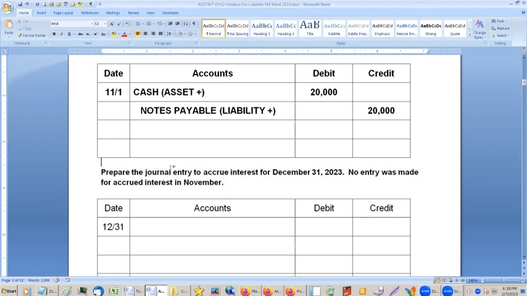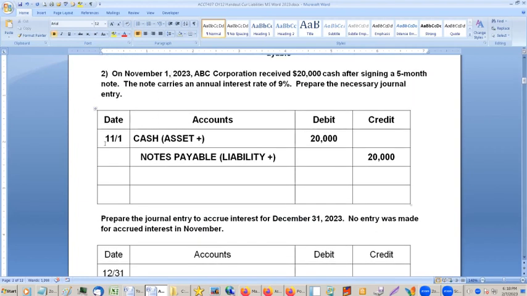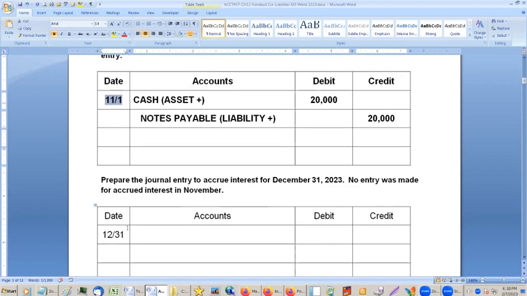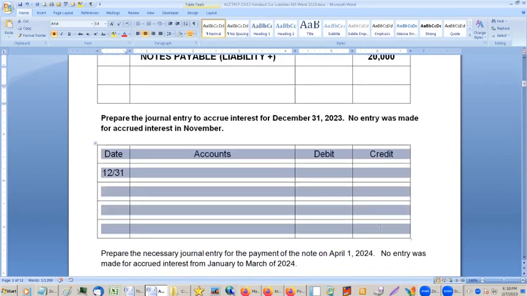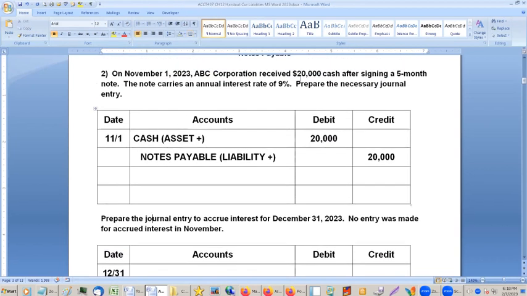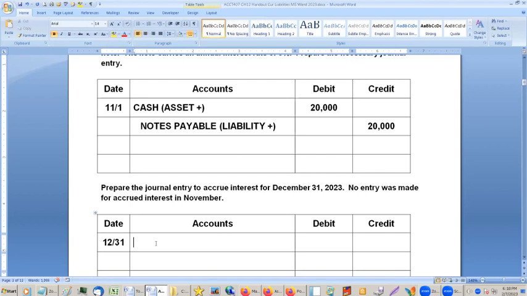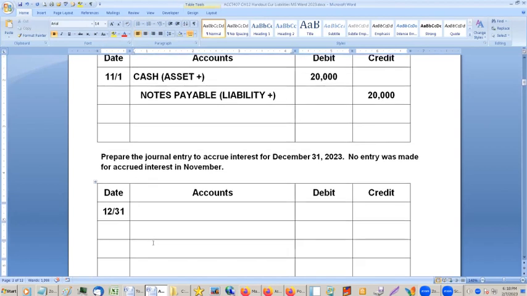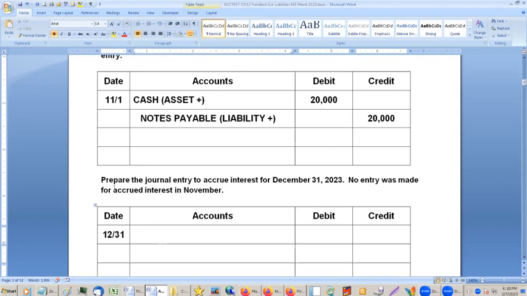All right. So this is a 5-month note. Now, we signed this note on 11/1, but our year end falls on 12/31. Now, this is a 5-month note, so we're not going to pay it off on 12/31. But we're going to owe some money on that date, and they'll call this accrued interest. Accrued just means the dollars haven't been paid yet.